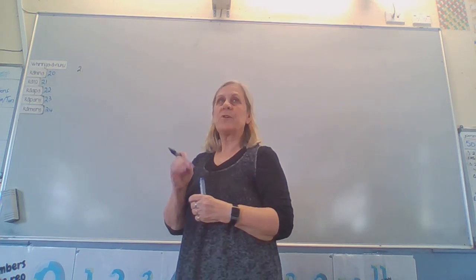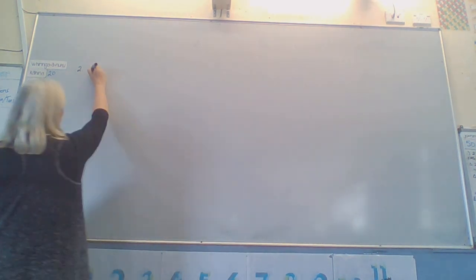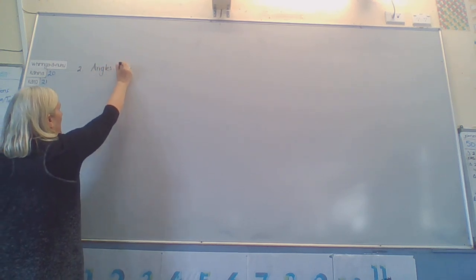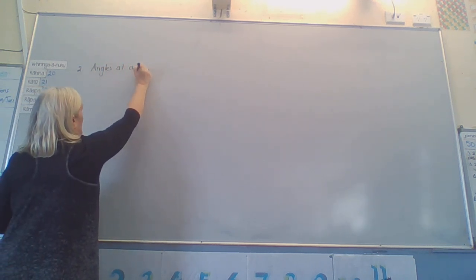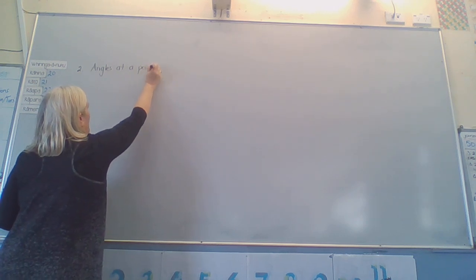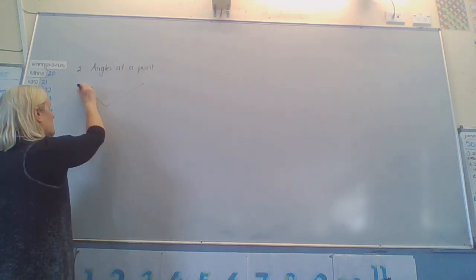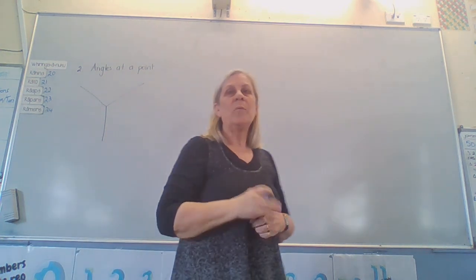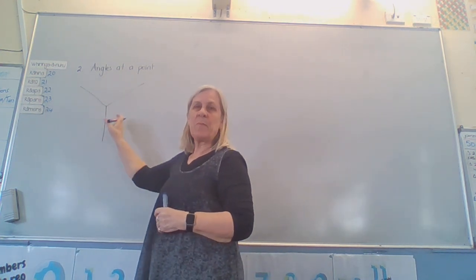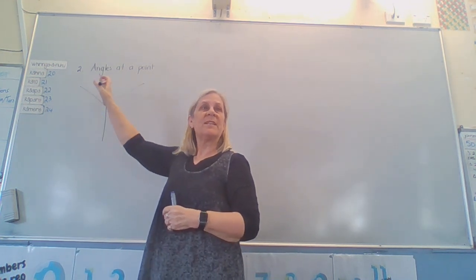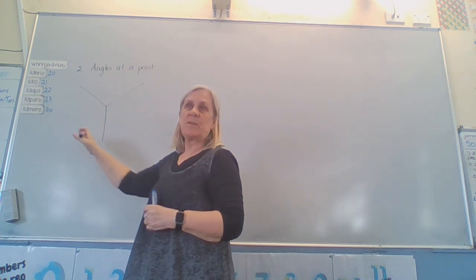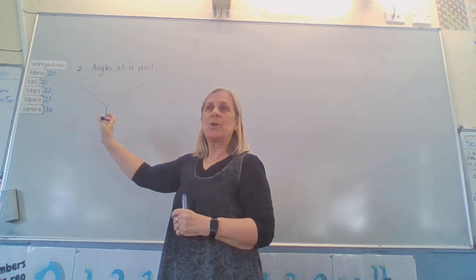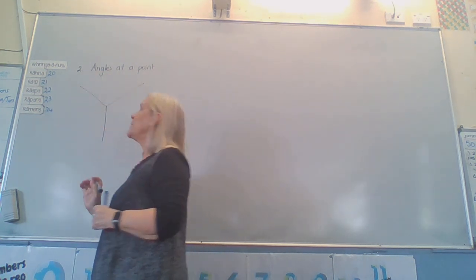So the second angle theorem we're going to look at is about angles that all are at a point. Now if I draw a picture of this, right, how much do all the angles around that point add up to? Esther? 360. Because it's a full revolution, a rotation, a full turn, whatever you want to call it. It is right around and back to the start again.